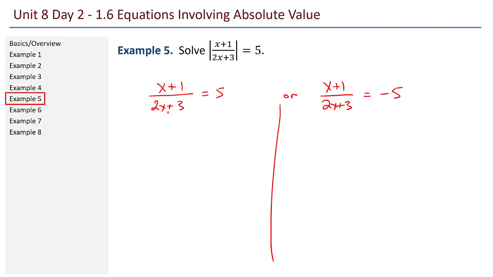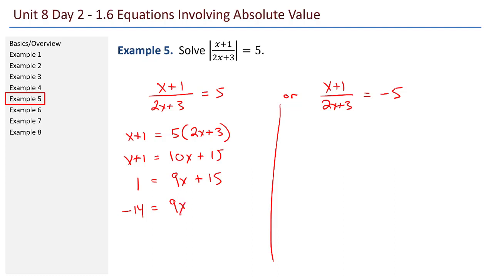The first step will be to multiply both sides by 2x plus 3. So x plus 1 equals 5 times 2x plus 3. Then distribute the 5. Now I need to solve for x, so maybe I'll subtract x from both sides. And then subtract 15 from both sides. And now I can solve for x. There we go.